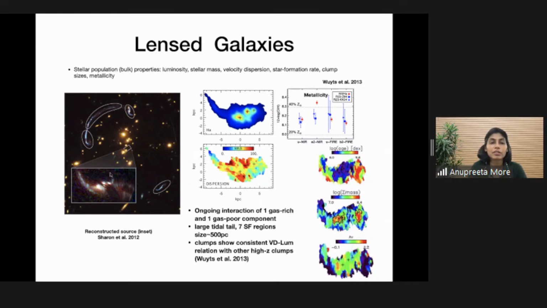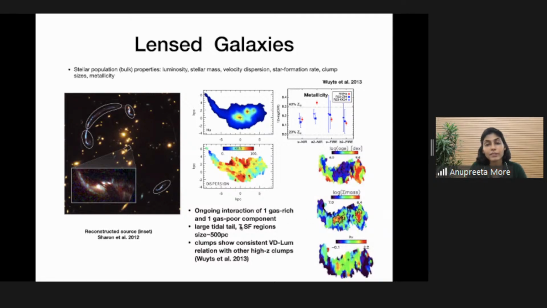So this particular lensed galaxy was further followed up by the Sharon et al. and White et al. team. What they studied here is that they looked at the velocity dispersion, they looked at the age, metallicity, and so on.